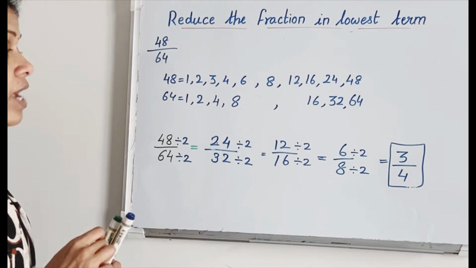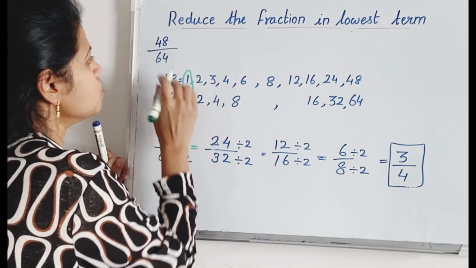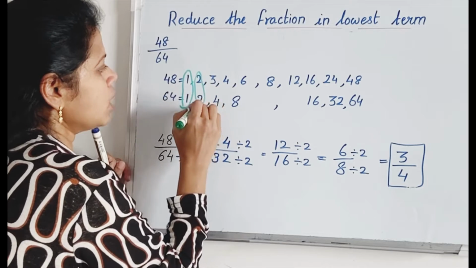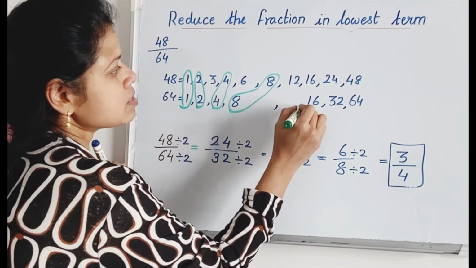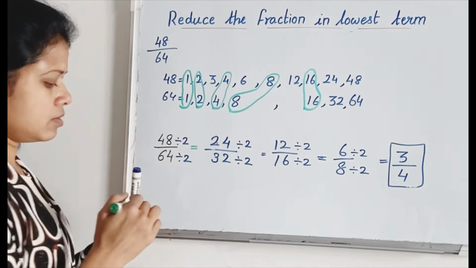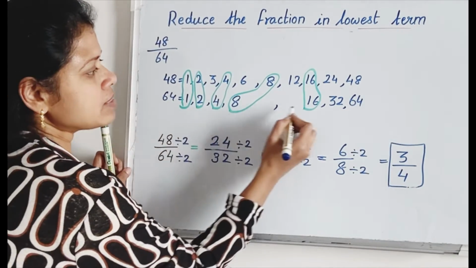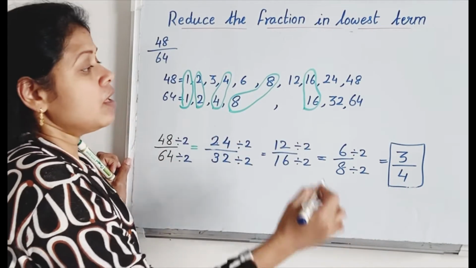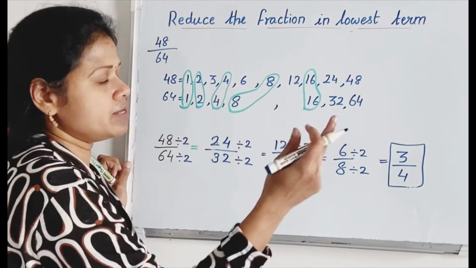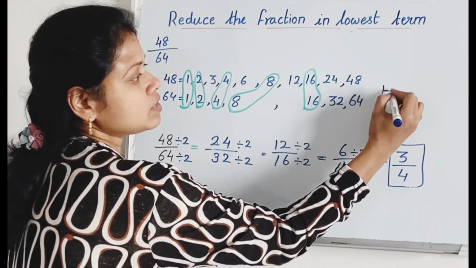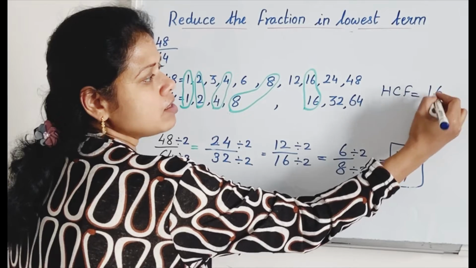Now, find the highest common factor of these two numbers. The common factors are 1, 2, 4, 8 and 16. Which is the highest? It's 16. So the HCF, the highest common factor, of these numbers is 16.